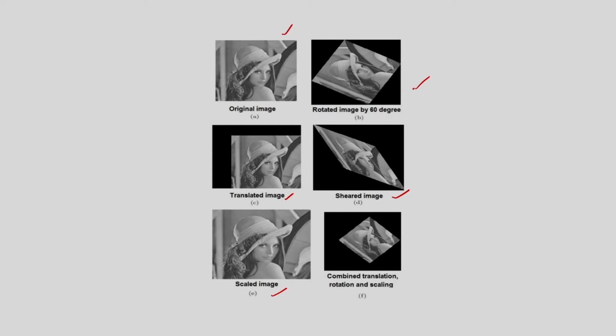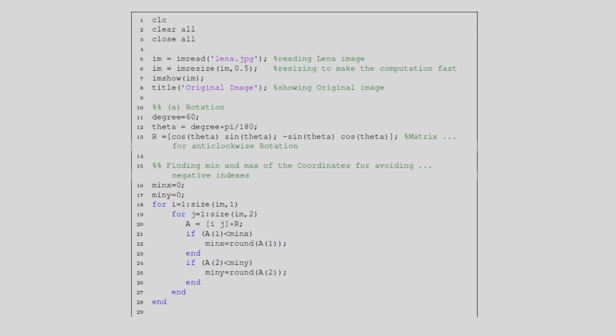For this you have to write a program, in MATLAB or you can use Python, the OpenCV Python also you can use. In this case I am showing one MATLAB program. Here you can see first I am reading the image. The image is the Lena image, and after this I am resizing the image to make the computation faster. After this I am showing the original image.